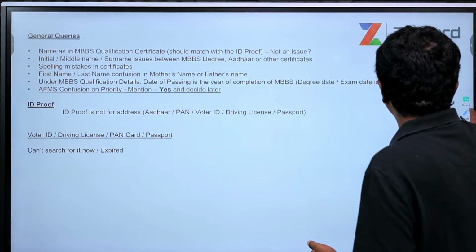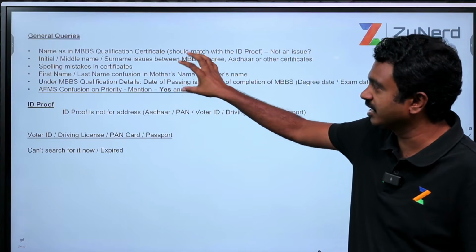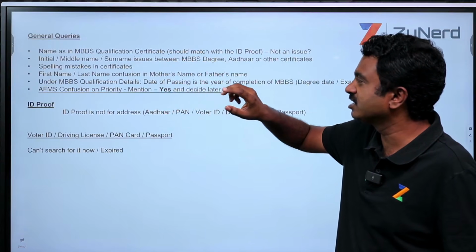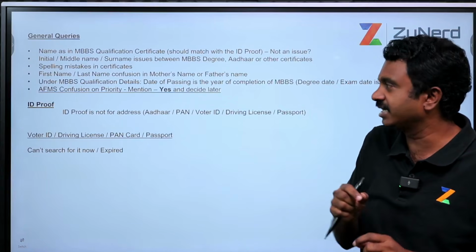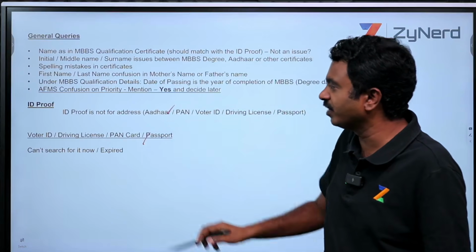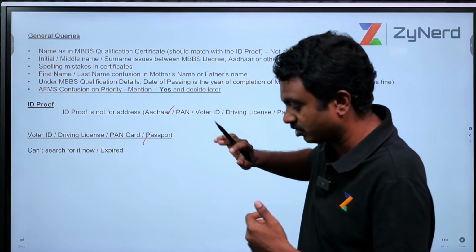Now next is general queries. We will move on to general queries. These are the queries that we are planning to address. One is on general name related confusions and MBBS qualification, date of passing and similar filling data related confusion, and then we have the ID proof and voter data to be provided for the ID proofs. In case you don't want any of these, you can skip this.